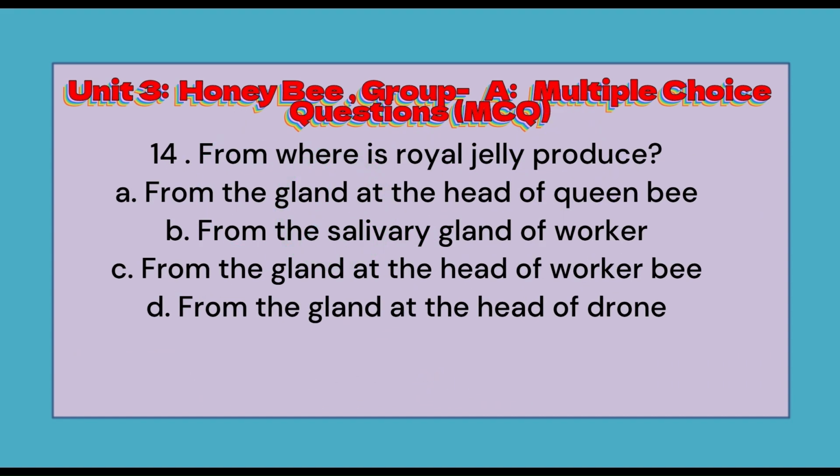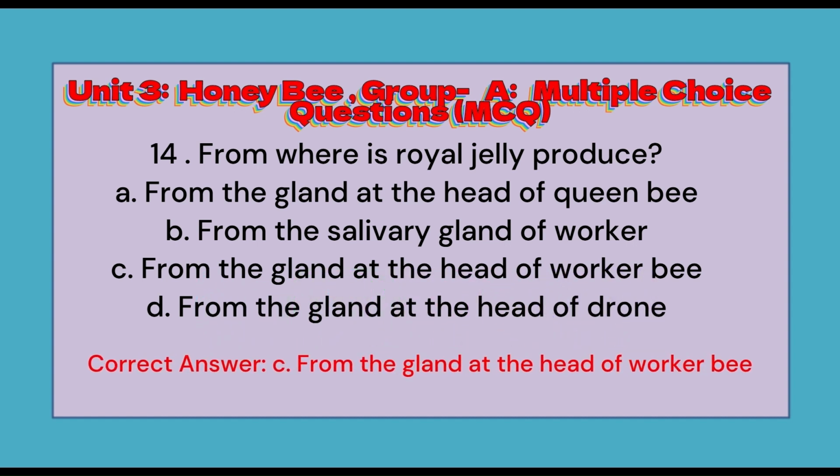14. From where is royal jelly produced? A. From the gland at the head of queen bee. B. From the salivary gland of worker. C. From the gland at the head of worker bee. D. From the gland at the head of drone. Correct answer: C. From the gland at the head of worker bee.